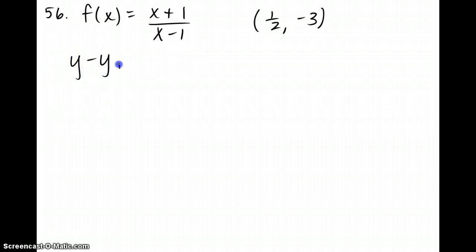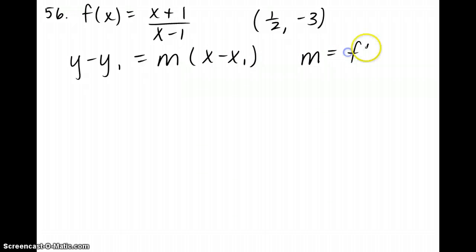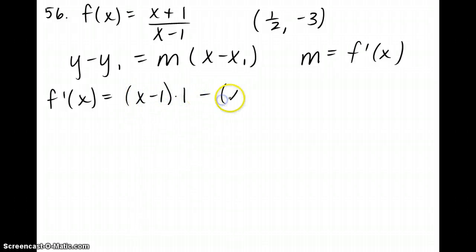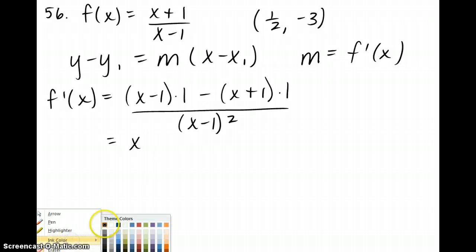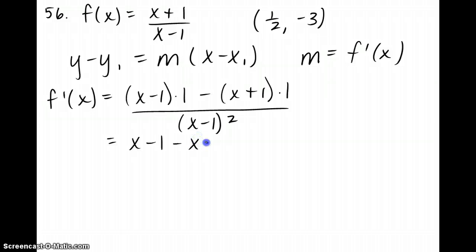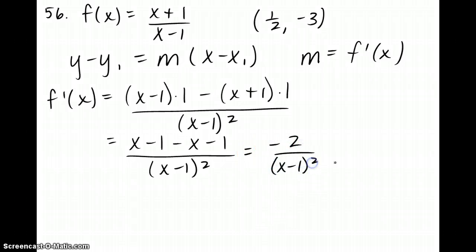So equation of the tangent line, the slope comes from the derivative, so f prime of x, using our quotient rule: bottom times the derivative of the top minus top times the derivative of the bottom, all over the bottom squared. Distributing the 1 and the negative, x minus 1 minus x minus 1. The x's cancel, and we have negative 2 over x minus 1 quantity squared.